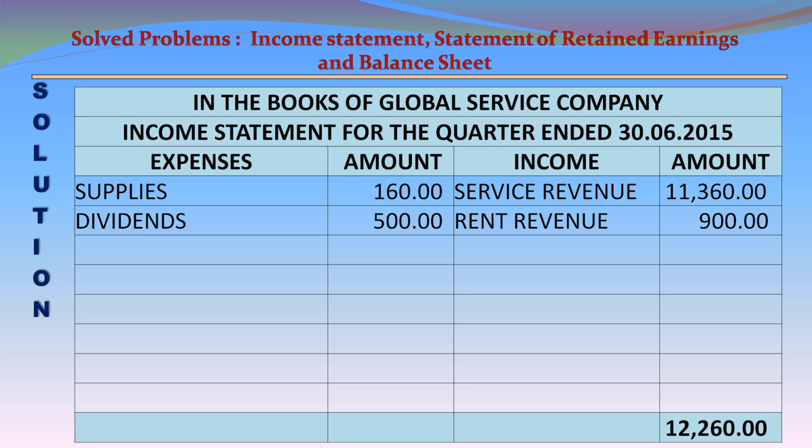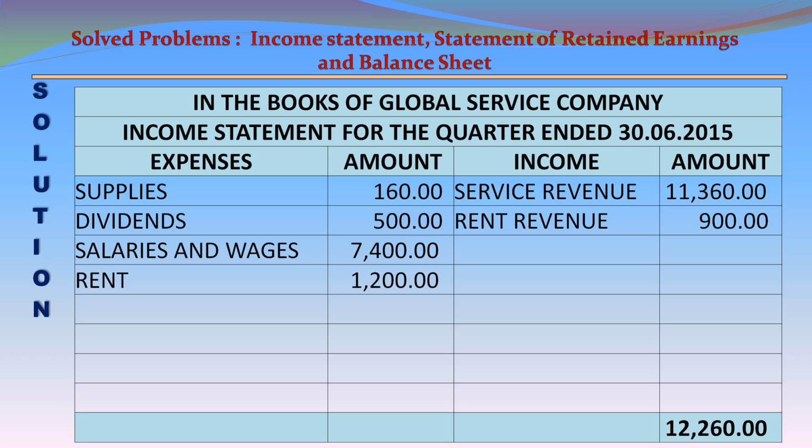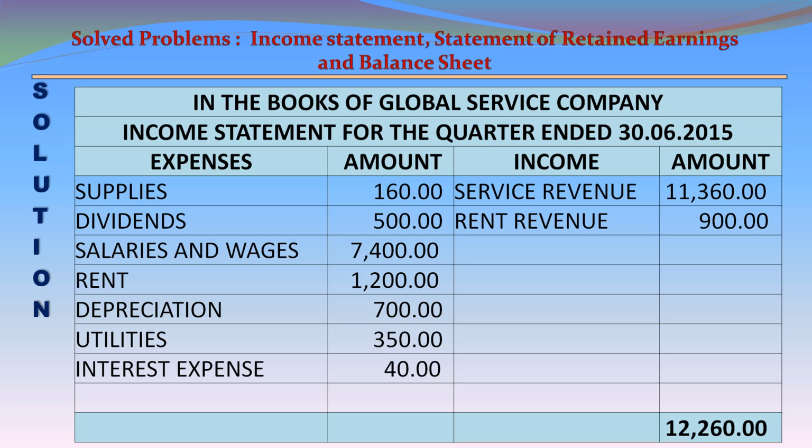On the expense side, dividends 500. On the expense side, salaries and wages 7,400. On the expense side, rent expense 1,200. On the debit side, depreciation 700. On the expense side, utilities 350. On the expense side, interest expense 40.